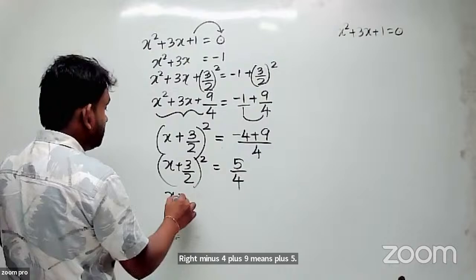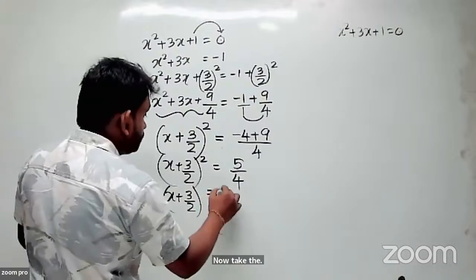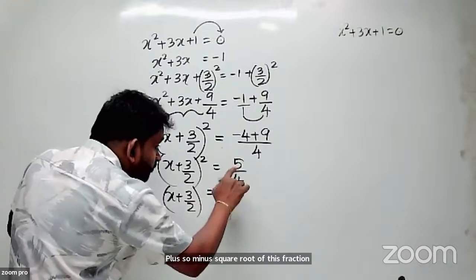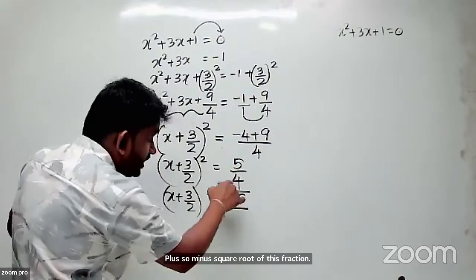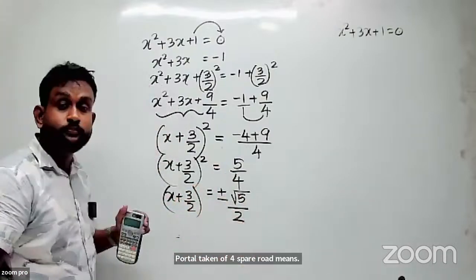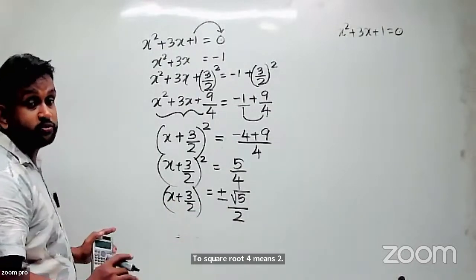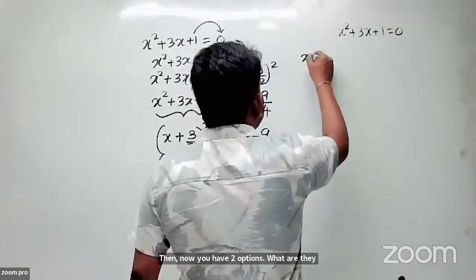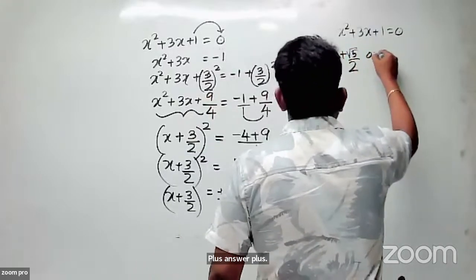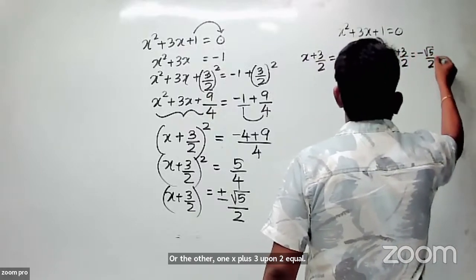Now take the square root of both sides, then x plus 3 upon 2 equals plus or minus the square root of this fraction. The square root of 5 stays, the square root of 4 is 2. Square root of 4 means 2. Then now you have two options. What are they? x plus 3 upon 2 equals, first answer, plus root 5 upon 2, or the other one, x plus 3 upon 2 equals negative root 5 upon 2.